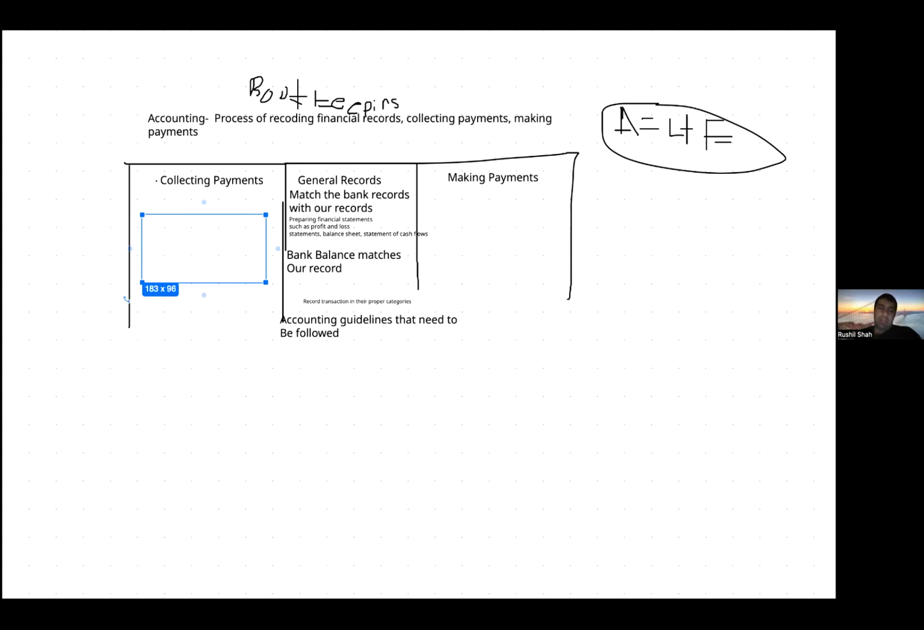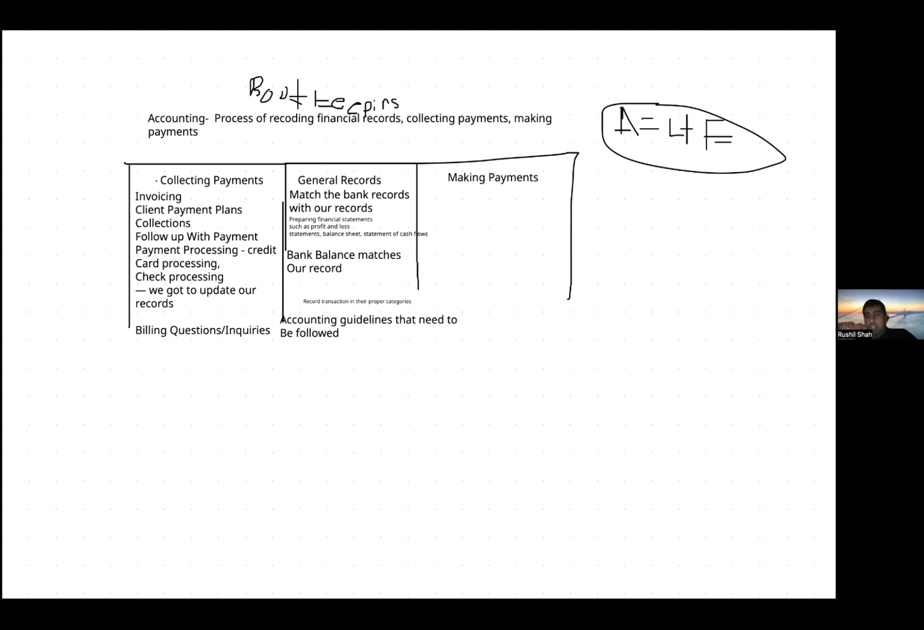There's credit card processing and check processing, and at the same time we have to update our records while we do this. There are also billing questions and inquiries. So that's what it is on the collection side.